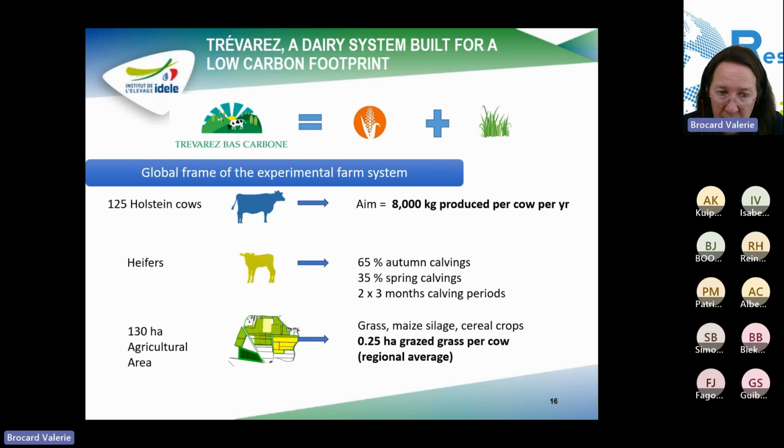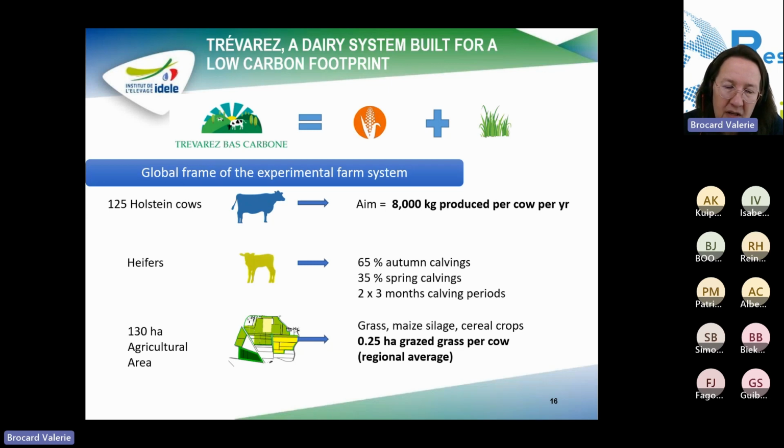So as I said, we had been working during 6 years on the maize and the grass, comparing a maize-based system and a grass-based system. So our new prototype is based on the results of this farmer experiment, and it's a mix of both farmer systems. We still have our 125 Holstein cows. Our aim is to remain over 8,000 kilograms of milk produced per cow and per year to make sure that the farmers will accept our proposition, our prototype.